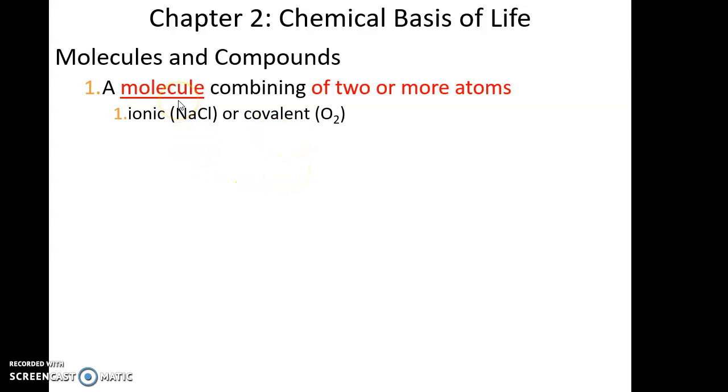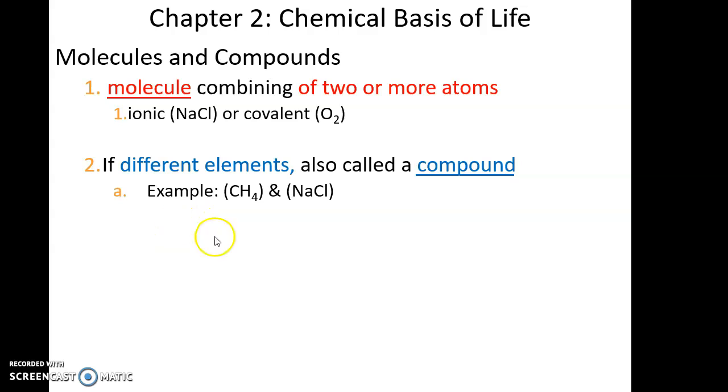A molecule is when there are two or more atoms chemically bound to each other by ionic bonds, such as sodium chloride, or by covalent bonds, such as oxygen. So molecular oxygen, O2, would be a covalent bond, ionic bond between Na, sodium chloride. So two or more atoms bound together by ionic or covalent bonds form a molecule.